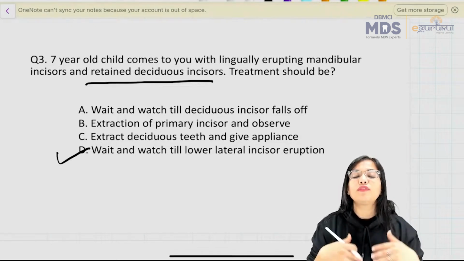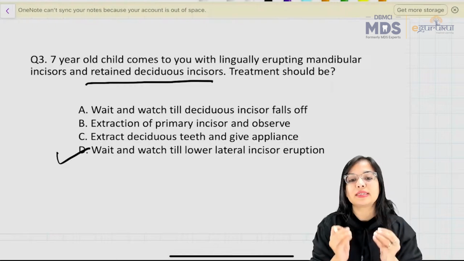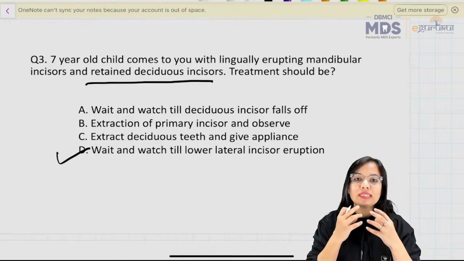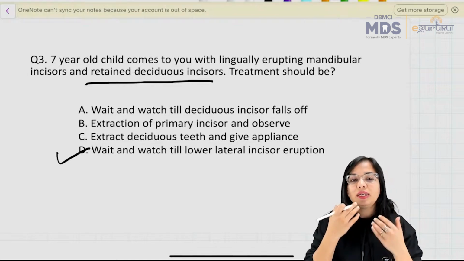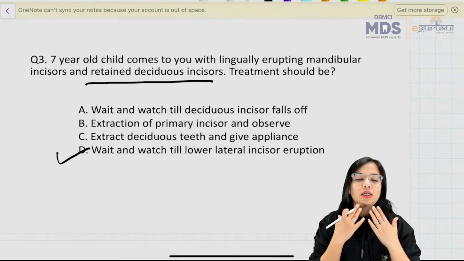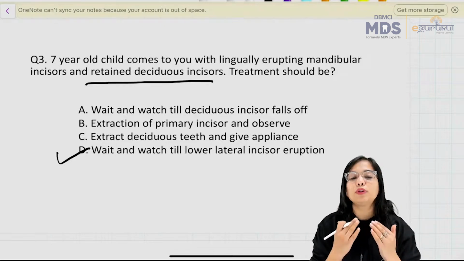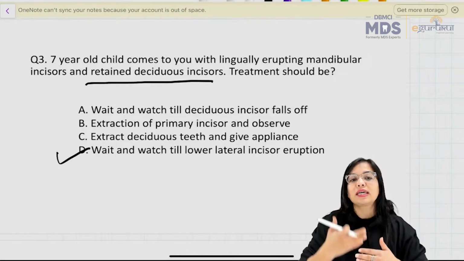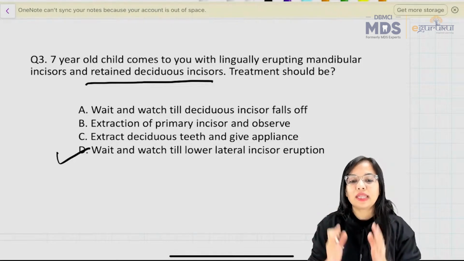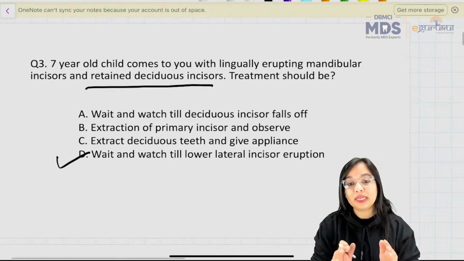No need of going for a deliberate extraction. You wait and watch till the lower incisors erupt, and you wait till 8 years or 8.5 years. By then the primary teeth will automatically fall off, and the lingual positioning of the permanent teeth will get auto-corrected by the push of the tongue. If the incisors do not fall off even by the age of 8.5 years, then you need to extract them, and that is why option D is the correct answer.